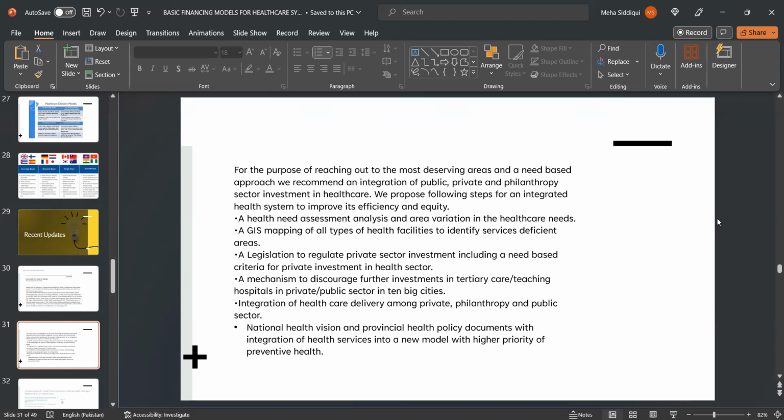So we propose the following steps for an integrated health system to improve its efficiency and quality. A health need assessment analysis and area variation in the healthcare needs, a GIS mapping of all types of health facilities to identify service-deficient areas, a legislation to regulate private sector investment, including a need-based criteria for private investment in the health sector, a mechanism to discourage further investments in tertiary care teaching hospitals in private and public sector in 10 big cities, integration of healthcare delivery among private, philanthropy, and public sector, national health vision, and provincial health policy documents with integration of health services into a new model with a higher priority of preventive health.